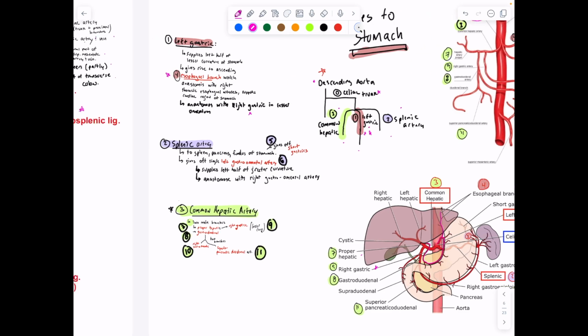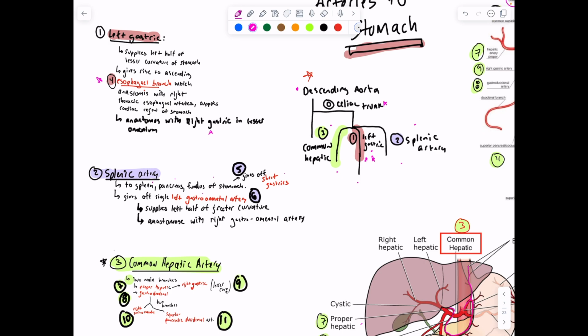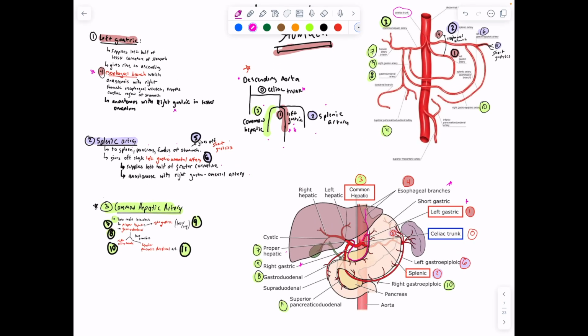Then we have the splenic artery, which is the artery to the spleen, pancreas, and then the fundus of the stomach. It's going to give off short gastric arteries, and then gives off a single left gastro-omental artery, so stomach and omentum. And then it supplies the left half of the greater curvature of the stomach, and then anastomoses with the right gastro-omental artery. And so the second branch, the splenic branch, we can see here.